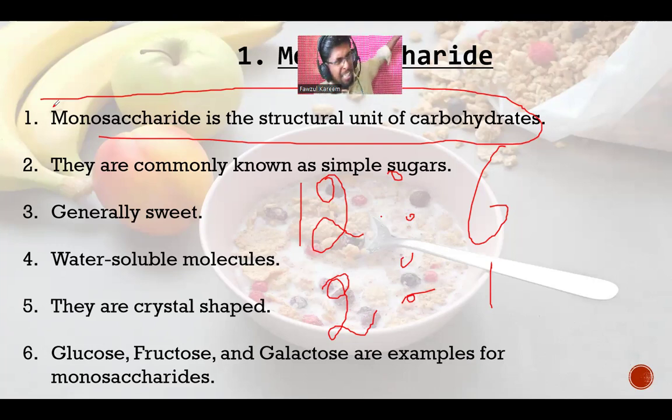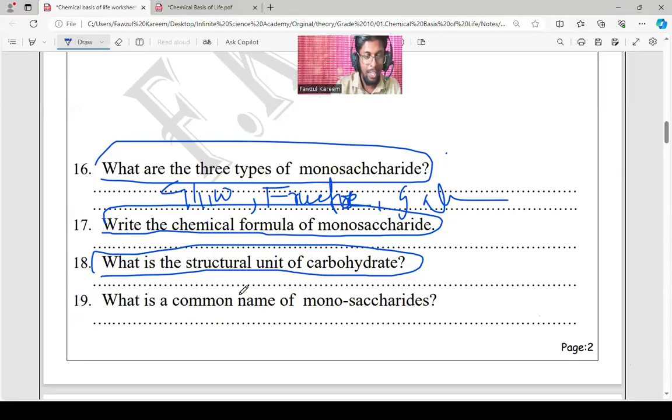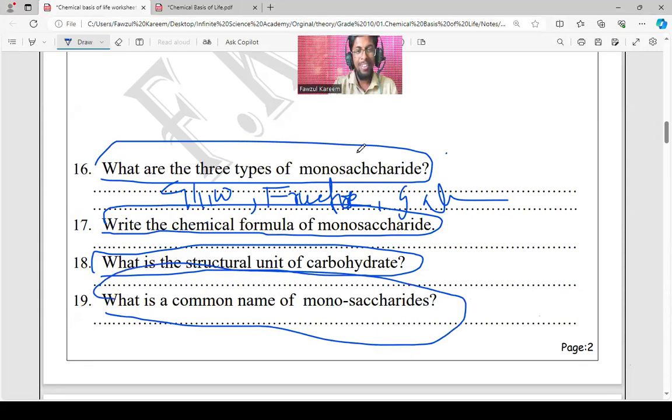For example, if you take this wall, this is made up of brick. So without the brick, we can't create this wall. So what is the structural unit of the wall? It is brick. Right? So like that, the structural unit of carbohydrates, that is disaccharide and polysaccharide, is monosaccharide. Okay. Then next one. What is the common name for monosaccharide? What's the common name?